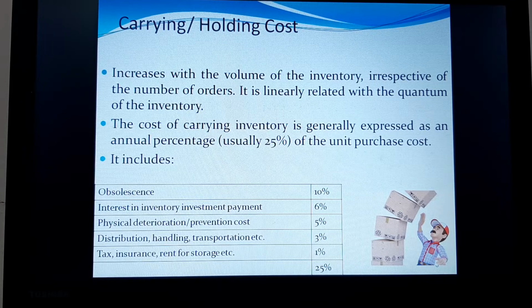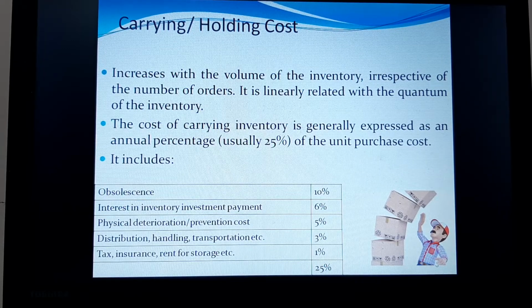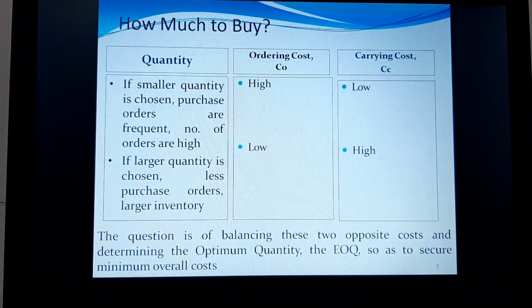The first one is obviously obsolescence, that is 10%, interest in inventory investment payment is 6%, physical deterioration and prevention cost is 5%, distribution, handling, transportation 3%, tax, insurance, rent for storage is 1%. That's how you get this 25%.